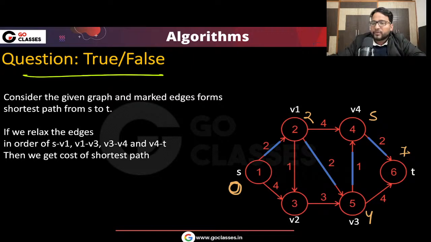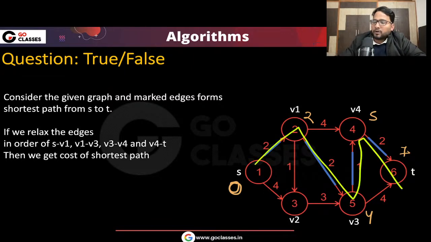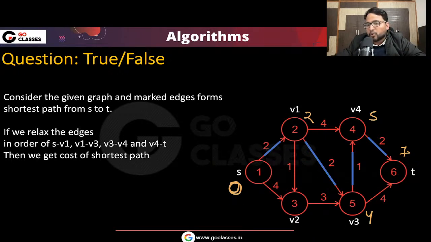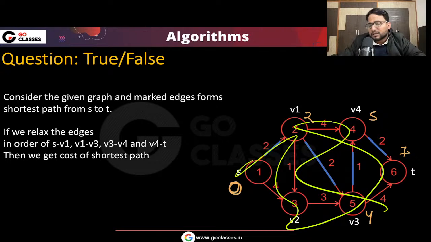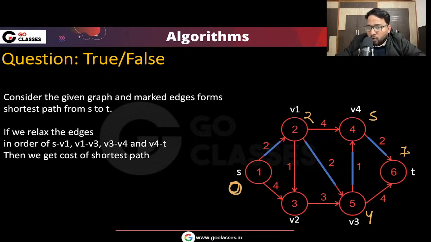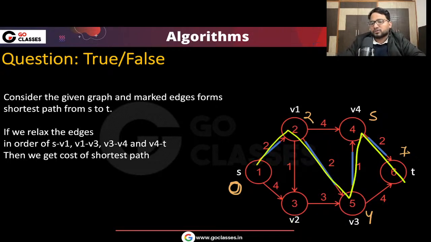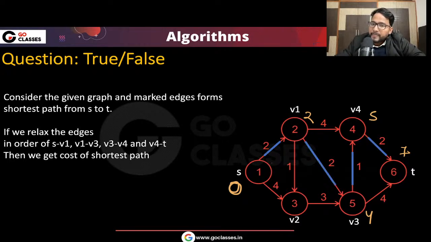This question is saying that suppose we already know the shortest path. See, there are two problems. One is to find the shortest path from S to T. Then you will explore and do whatever you want to do. The second problem is that you already know the shortest path. Now they are saying if you relax this edge and then this edge and then this edge and then this edge, then at least you will get the cost of the shortest path.